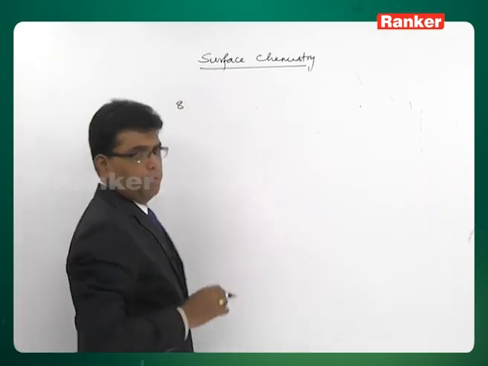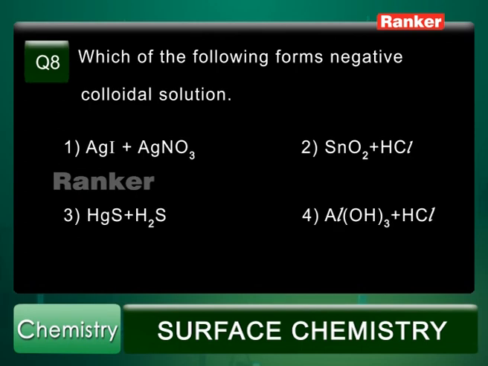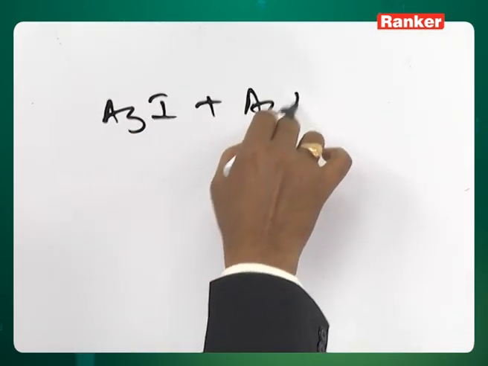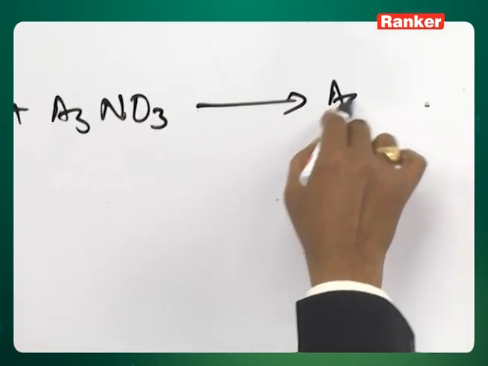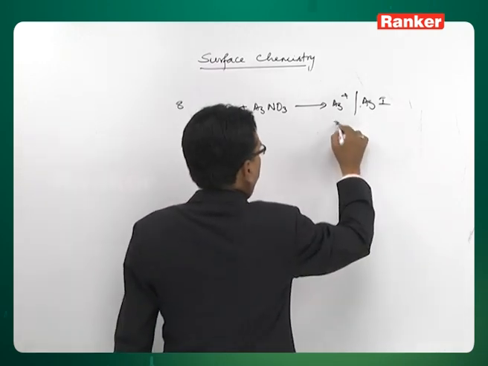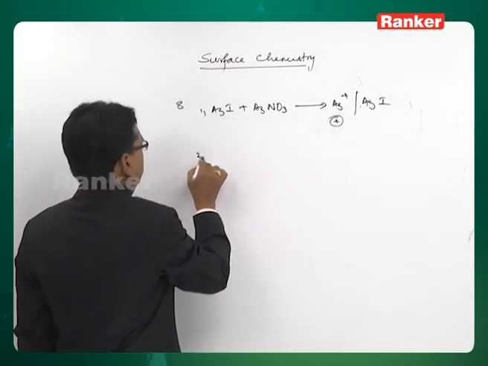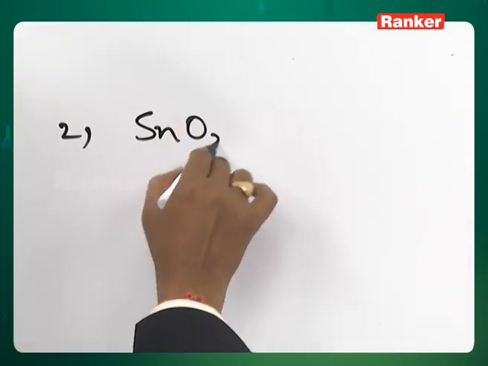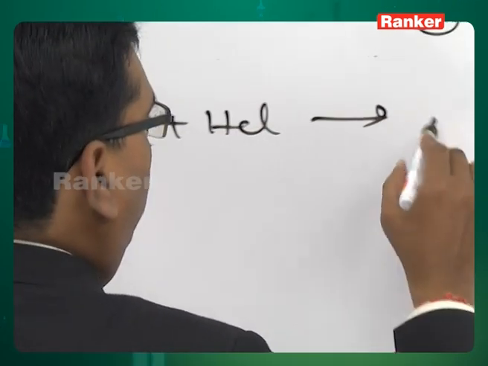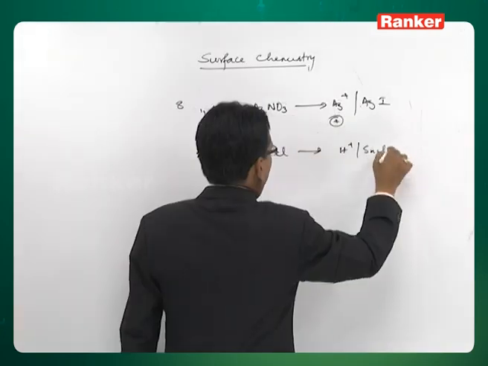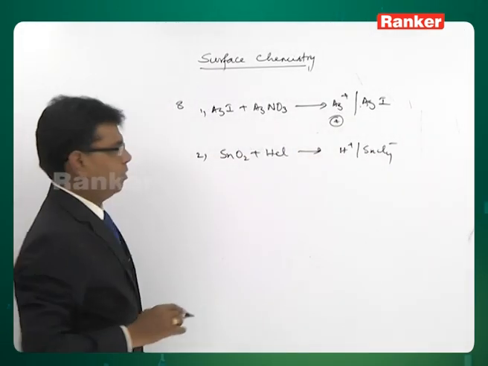Now, let us move on to question number 8. Which of the following forms negative colloidal solution? First option, AgI with AgNO3. To AgI, if you add AgNO3, you will get AgI sol with Ag+ adsorbed. So, this is a positive sol. Second option is SnO2 with HCl. In SnO2 with HCl, again you will get H+ with SnCl4 minus, that is again a positive sol.